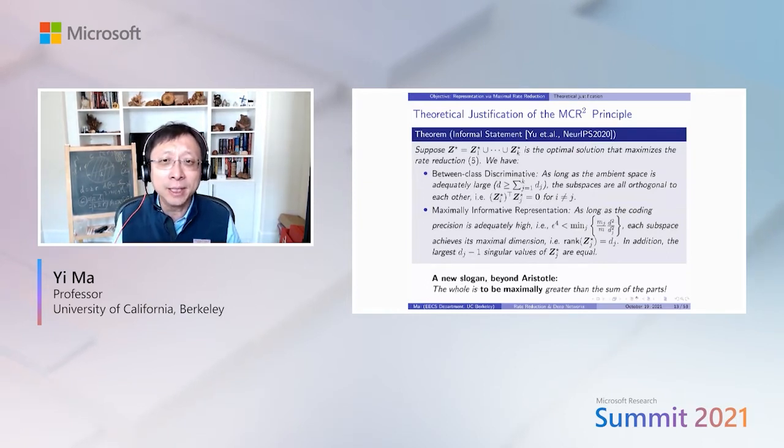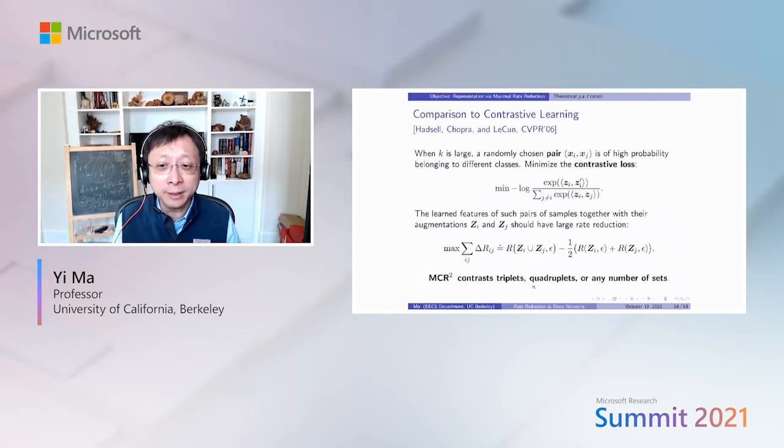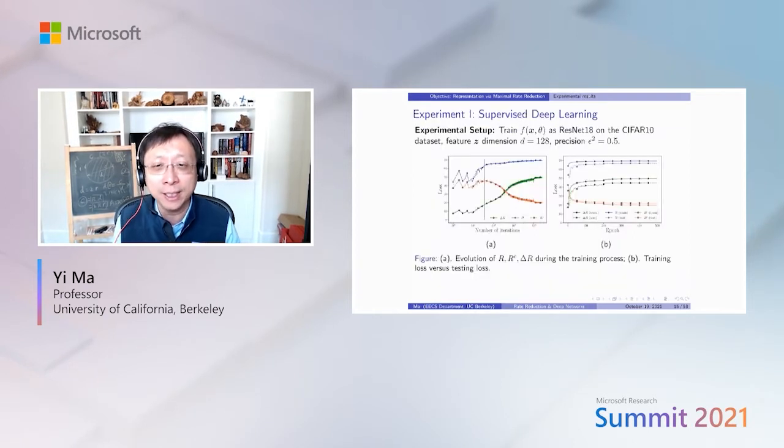Hence, this is a sort of generalization of the slogan from Aristotle: the whole is greater than the sum of the parts. But for a good representation, the whole is maximally greater than the sum of the parts. This has a flavor of what people have been playing with: expansion, contraction, and so on. You have heard about contrastive learning, contractive learning, and this actually gets unified into this single principle.